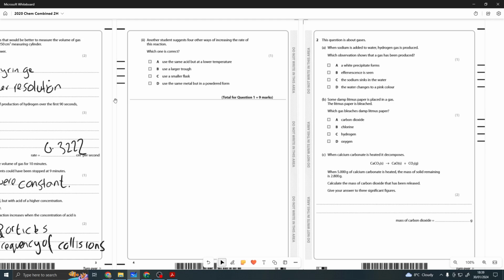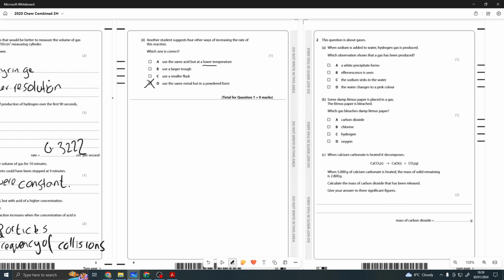Now, it says, a student suggests other ways of increasing the rate of reaction. Which one is correct? If you use a lower temperature, it's going to go slower. Using a larger trough, or a smaller flask isn't going to do anything. So the answer there is D, because if you have a powdered form, you have a large surface area, and it will be faster.